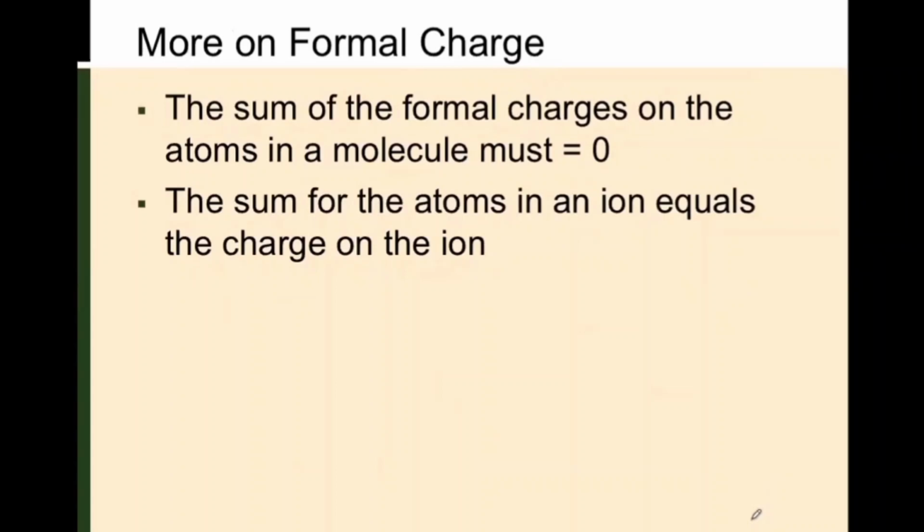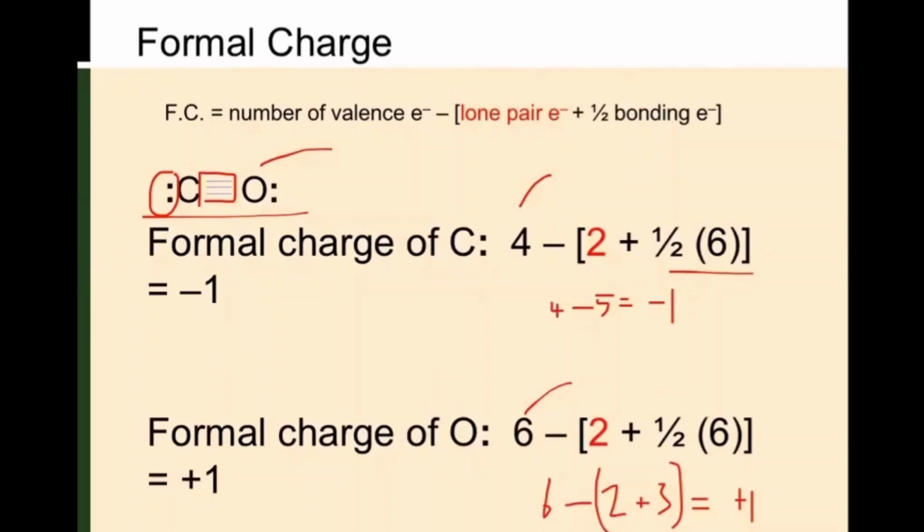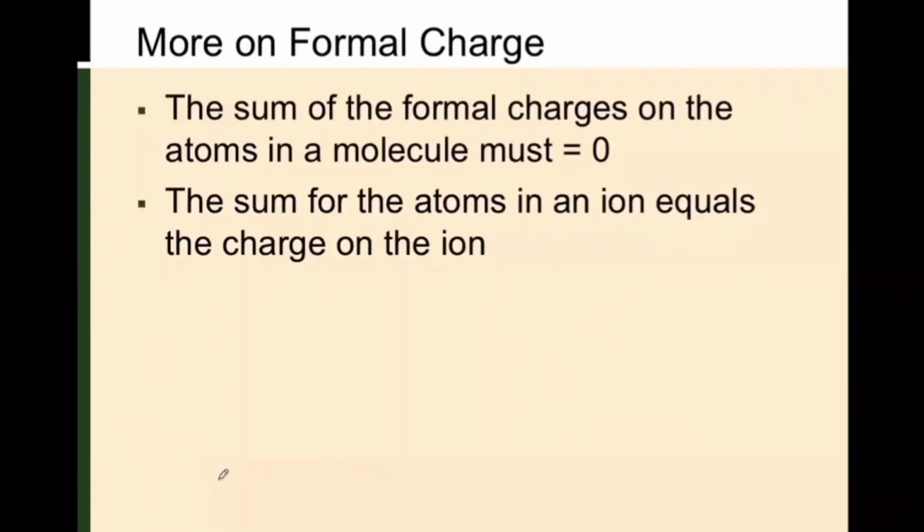So the sum of the formal charges on the atoms in a molecule must be 0. Even though this was minus 1 and plus 1, that's fine, because minus 1 plus 1 is 0. So the sum of the formal charges here should be 0. The sum for the atoms in an ion equals the charge on the ion.